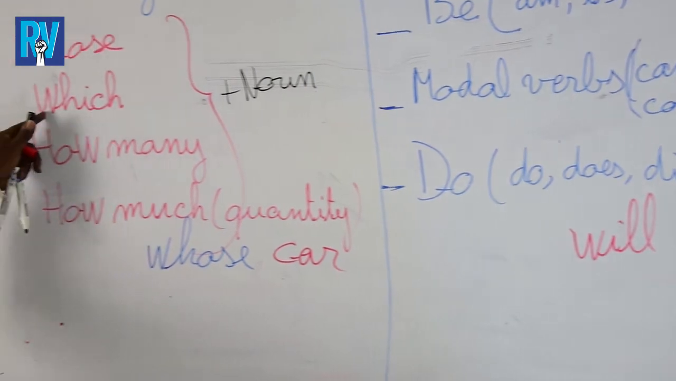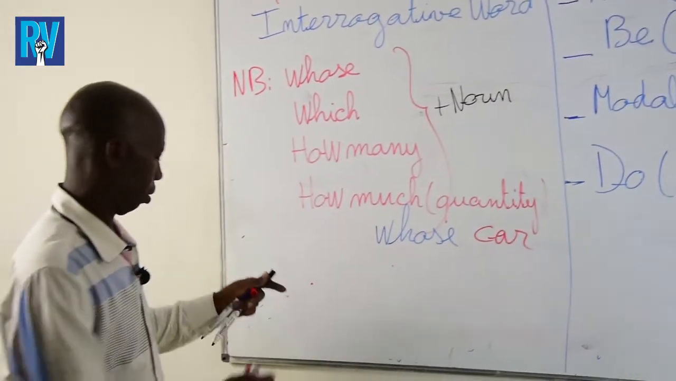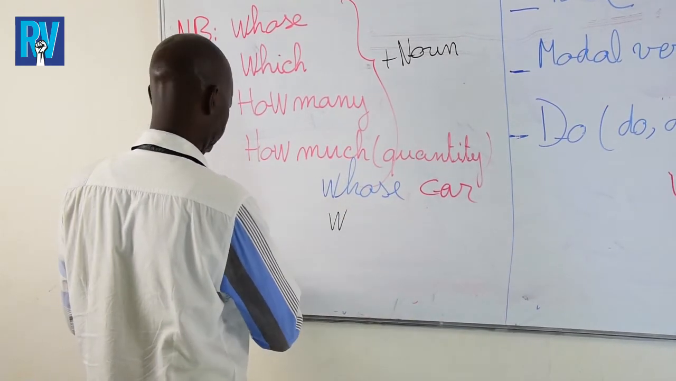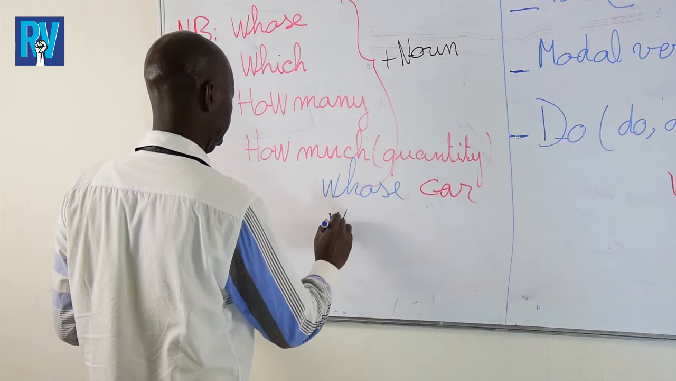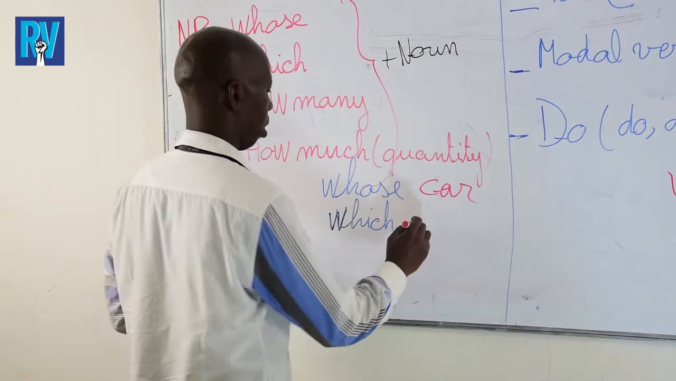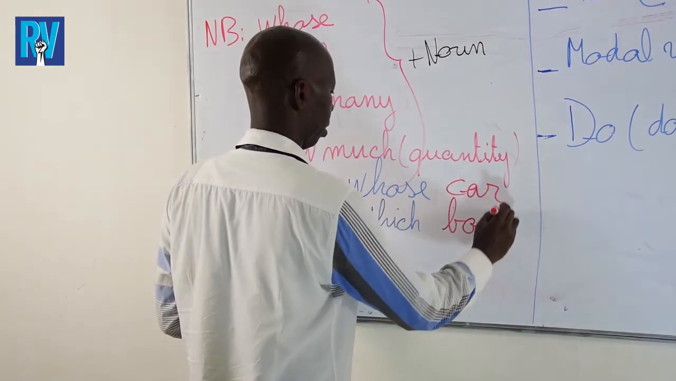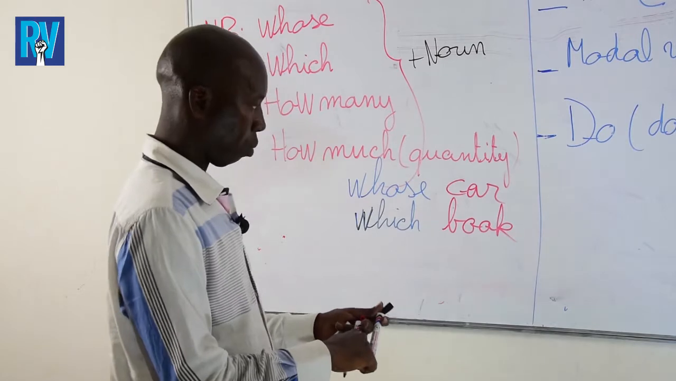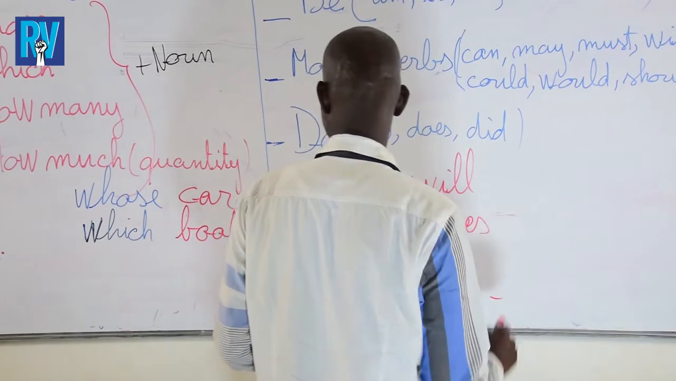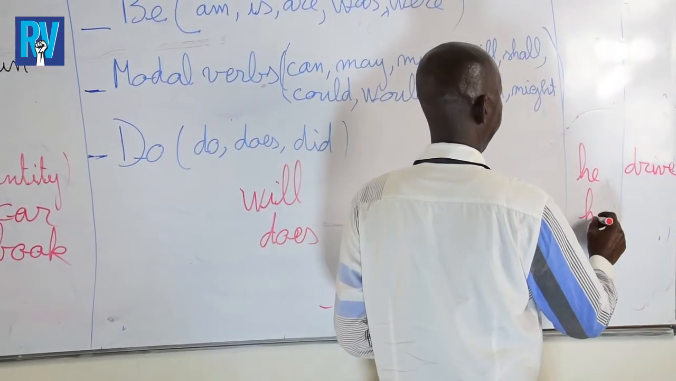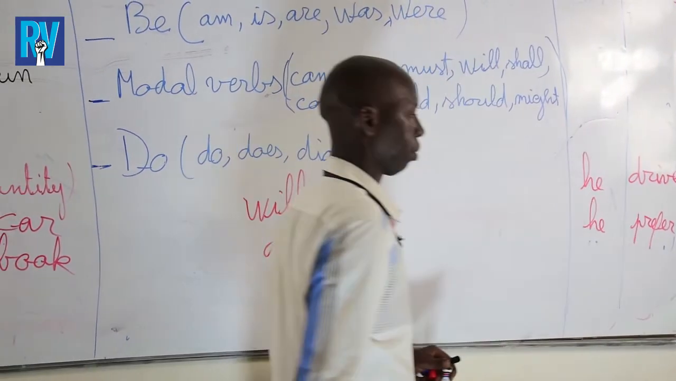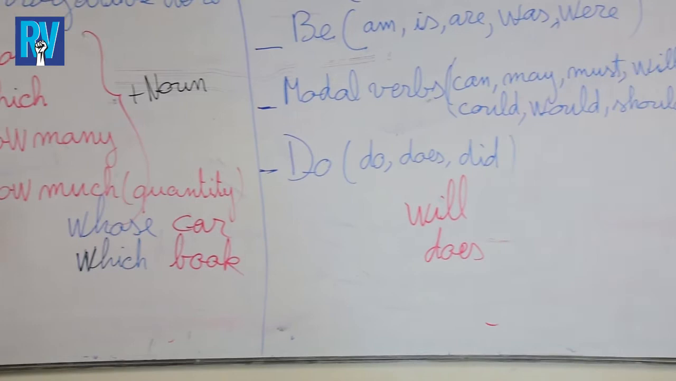Okay? Let's take this one, which. Which book? Vous avez vu, c'est suivi d'un nom. Which book does he, sujet, verbe, prefer? Which book does he prefer?